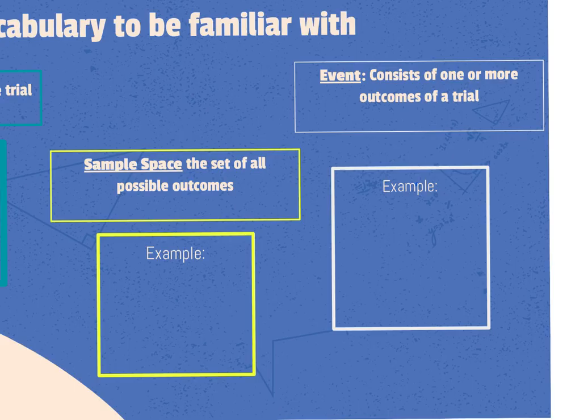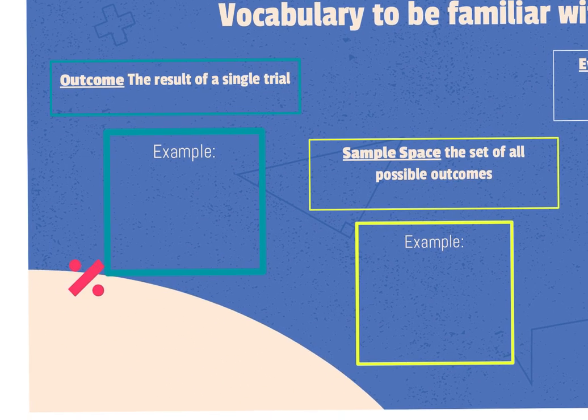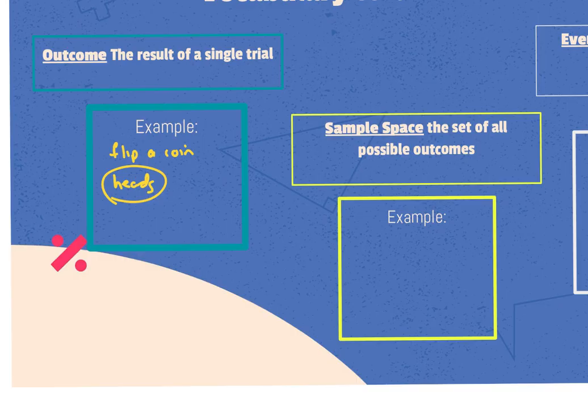A couple of terminology pieces to be familiar with. One, the outcome of a single trial. An outcome is the result of a single trial. What does that mean? Flip a coin and you get heads. Heads would be an outcome. If you're flipping a coin, you're going to get heads, that's going to be your answer. Otherwise, rolling a die and getting a 6 would be an option as well.